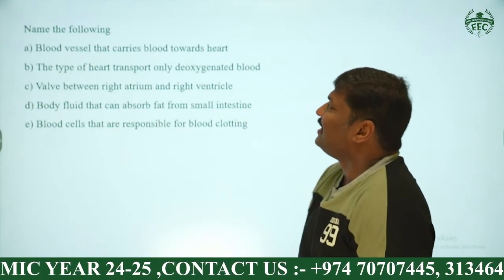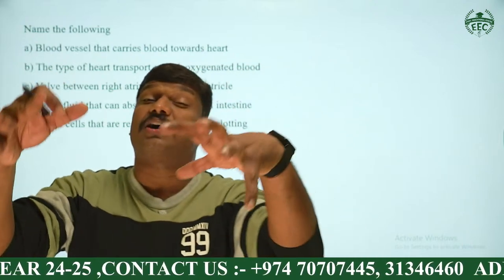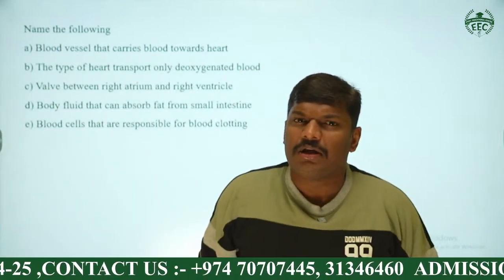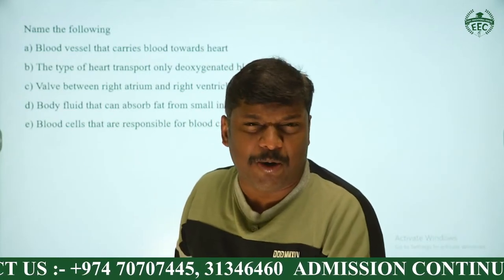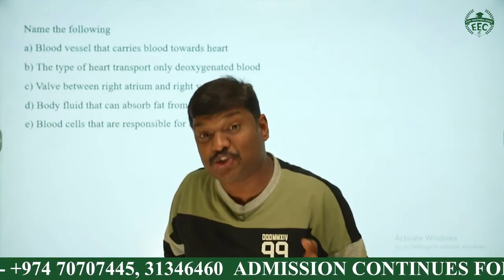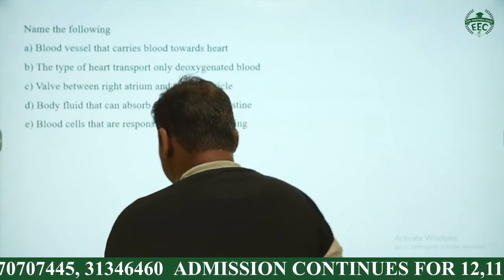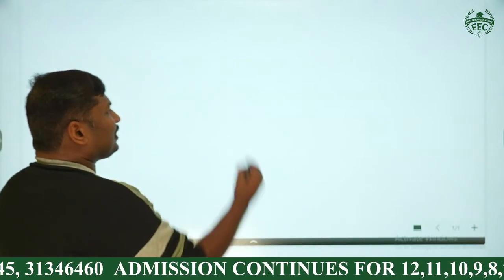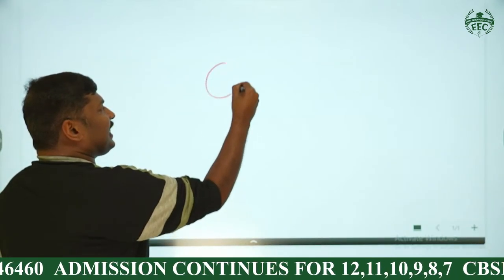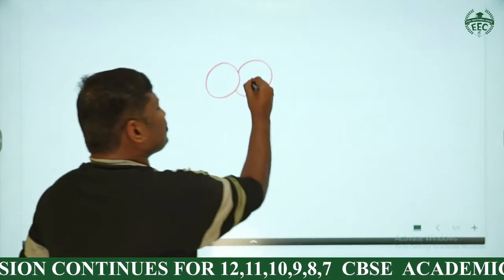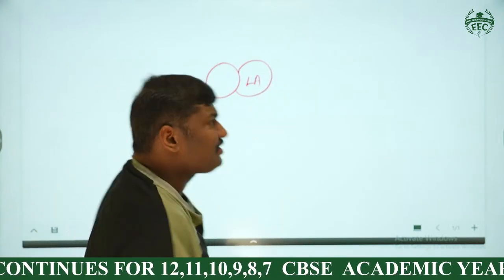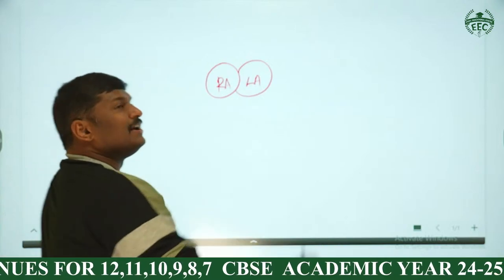Name the blood vessel that carries blood towards the heart. Any type of blood vessel that carries blood towards the heart. Before that, look at the board, my dear students. Whenever we draw the diagram of the heart, there are two chambers on the top. This is called LA, the left atrium, and this is called RA, the right atrium.